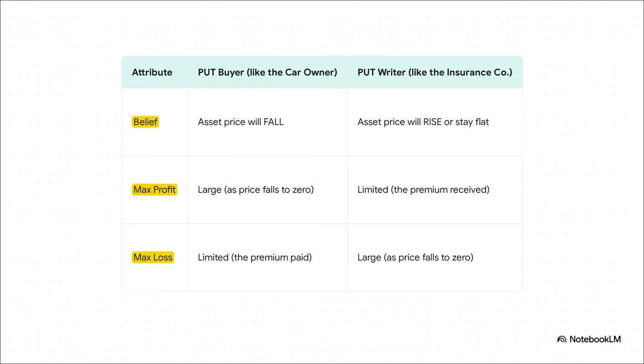And for every single option, there are two sides to the coin. And this table just lays out that fundamental conflict perfectly. On one side, you've got the put buyer, our car owner. They pay a premium because they think the price is going down. The most they can lose is that premium they paid. But on the other side, you've got the put writer. They're acting like the insurance company. They collect the premium, and they're betting the price will actually go up or at least stay the same. Their profit is capped, but their potential loss if they're wrong, well, it's huge.